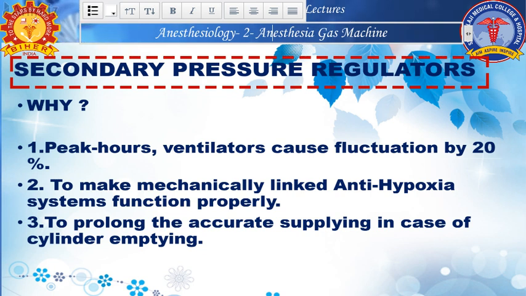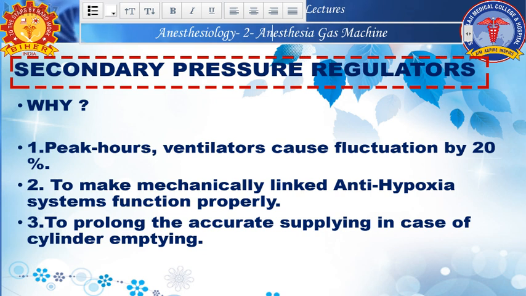So at that time, in addition to that, we also use the ventilators. They are gas driven and they also consume so much gas, so they can cause fluctuation of about 20%. That is really a huge margin and can cause inaccuracy. That's the reason we have the secondary pressure regulator, to reduce the pressure to an even more accurate level.